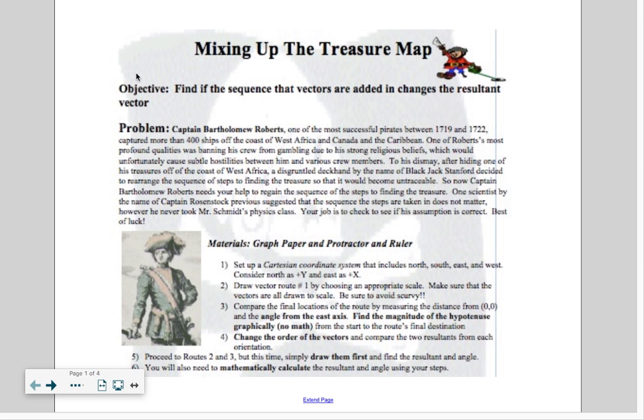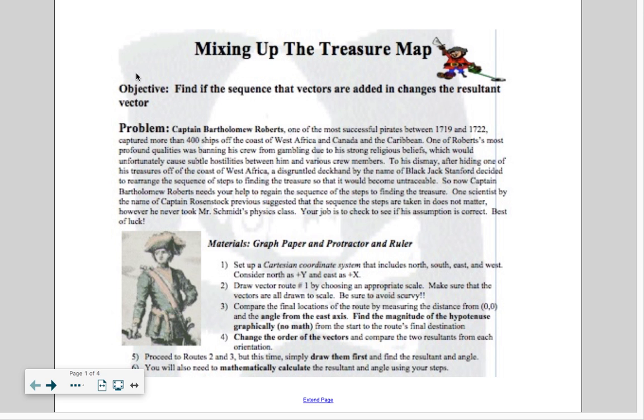To his dismay, after hiding one of his treasures off the coast of West Africa, a disgruntled deckhand by the name of Blackjack Stanford decided to rearrange the sequence of steps to find the treasure so that it would become untraceable. So now Captain Bartholomew Roberts needs your help to regain the sequence of the steps to finding the treasure. One scientist by the name of Captain Rosenstock previously suggested that the sequence of steps taken does not matter. However, he never took my class. Your job is to check to see if his assumption is correct. Best of luck.